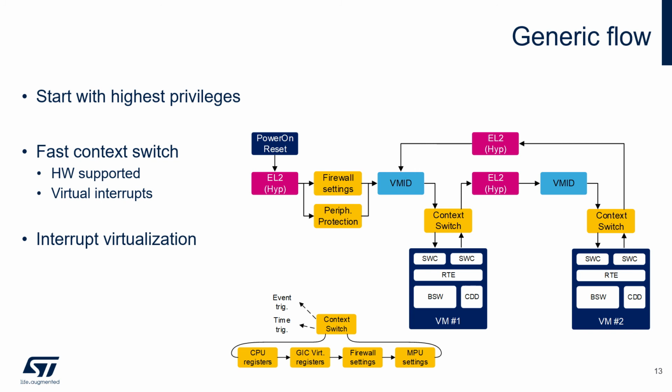When another virtual machine needs to be executed, either triggered by time, so time division multiplexing, or triggered by some event, for example, request for an operation from the other VM, a swap is performed. During this switch or context switch, all relevant information are stored and information valid for the other virtual machine are loaded. This includes CPU registers, global interrupt controller, virtual registers for the virtual interrupts. Could be also firewall settings and MPU settings.